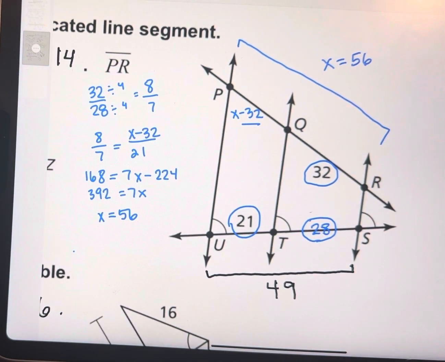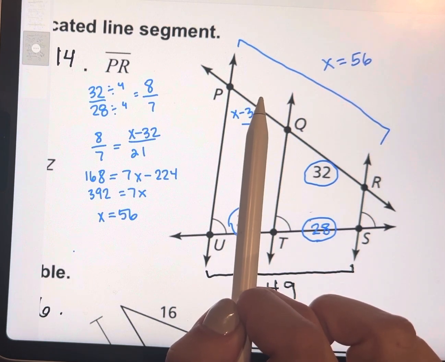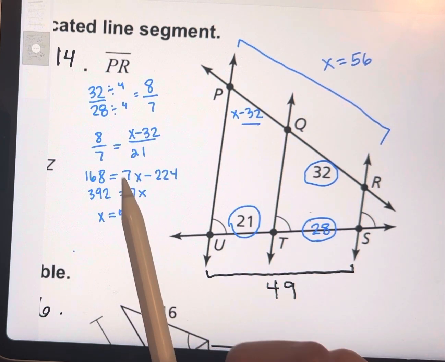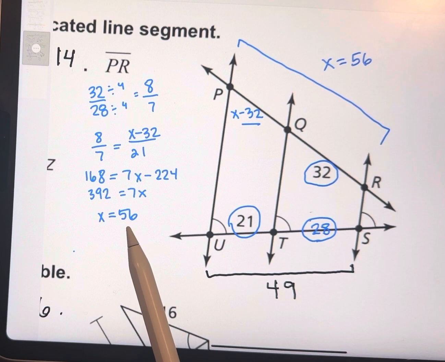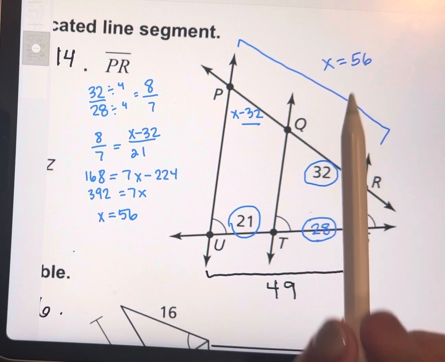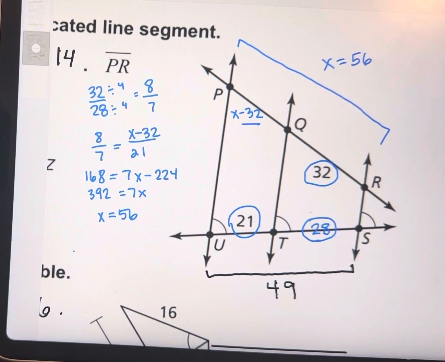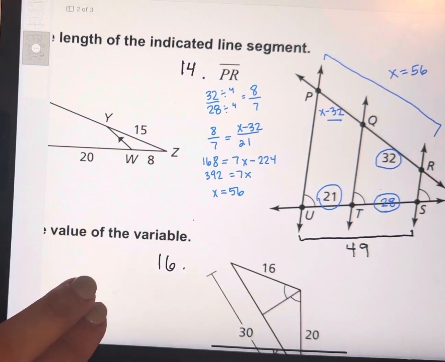And then I always like to look and see, does it make sense? And it kind of does. This was 49, and then that's 56. That's perfect. Now again, you could have called PQ x. It would have made this proportion simpler, but at the end you would have gotten a value that you would have had to add to 32 to get that entire length. So tricky problem, guys. Make sure you understand it.